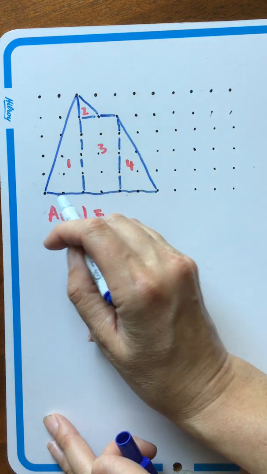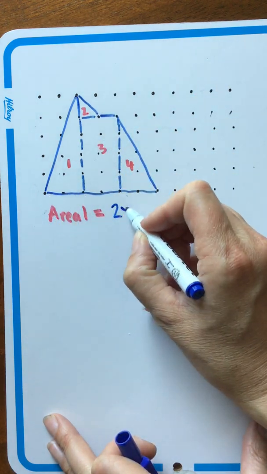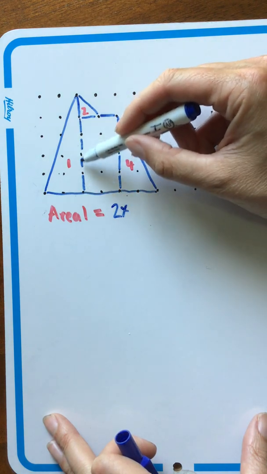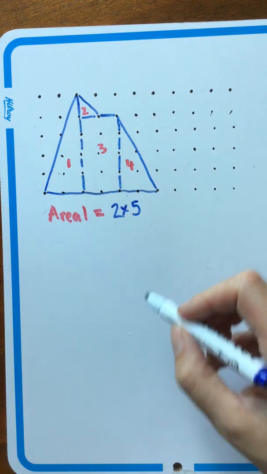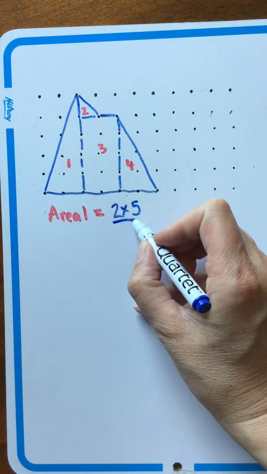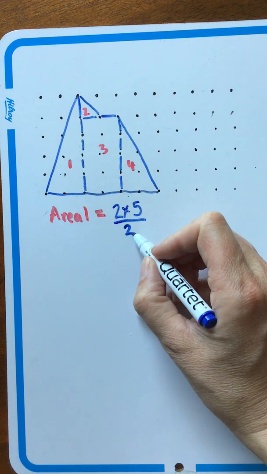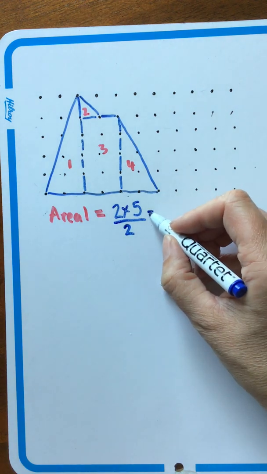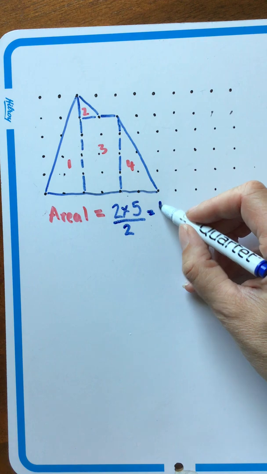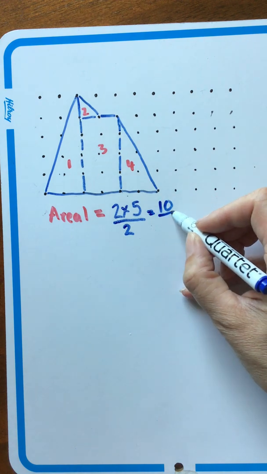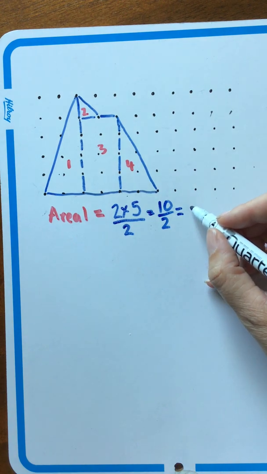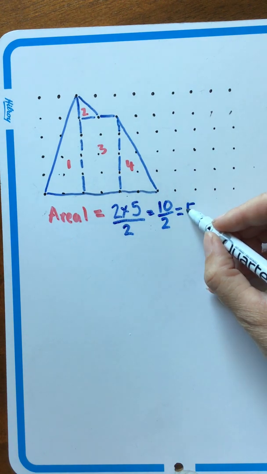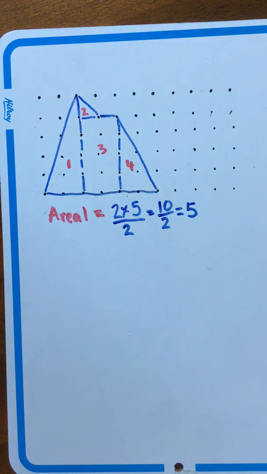And this rectangle has 2 along that side. 1, 2, 3, 4, 5 along this side. So it would be 2 times 5, and then we're going to divide all of that by 2. So that's going to be the same thing, 2 times 5. 2 groups of 5 is 10, and then we're going to divide it by 2. Okay, 10 divided by 2 is 5. So area 1 is 5 squares.